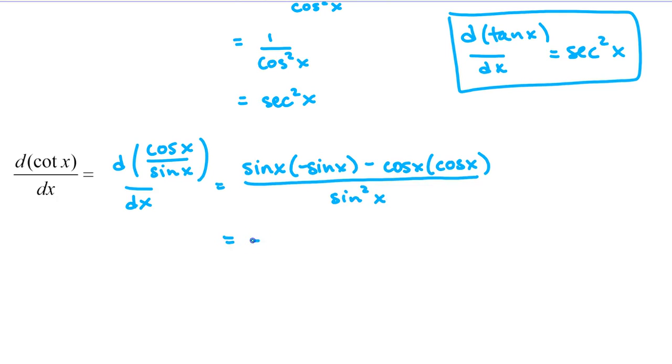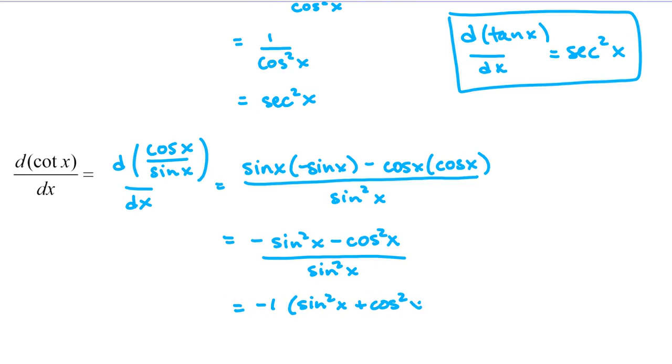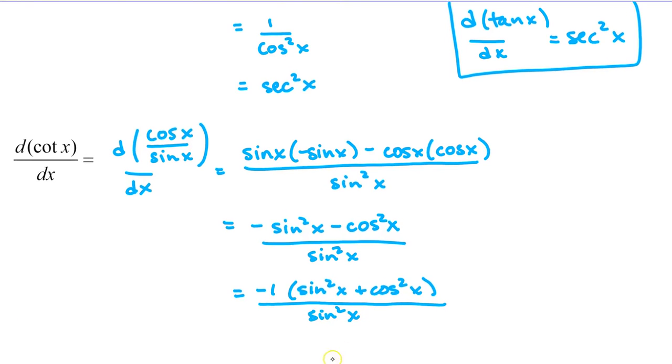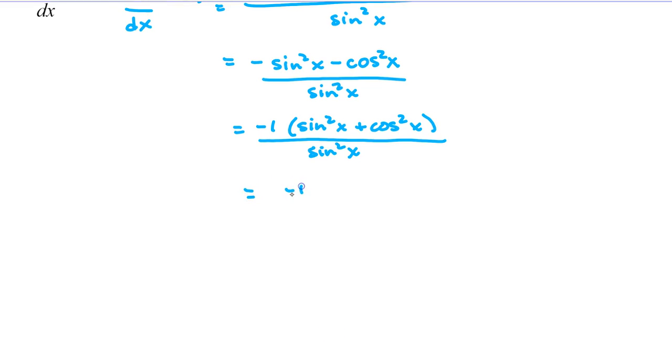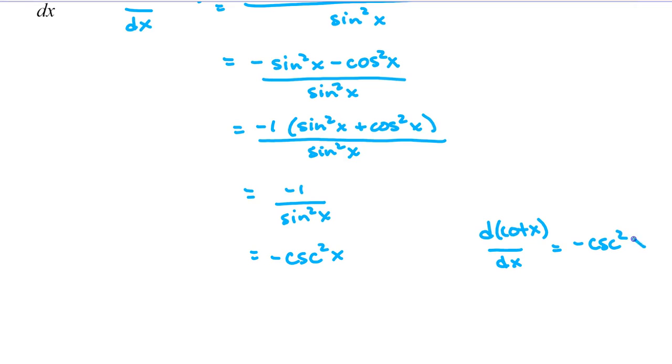And when we simplify that, we have the opposite of sine squared x minus cosine squared x over sine squared x. I'm going to factor a negative 1 out of the top. Negative 1 times sine squared x plus cosine squared x over sine squared x. And remember, once again, sine squared x plus cosine squared x is 1. So we have negative 1 times 1 over sine squared x. And 1 over sine x is the same as cosecant x, so this is negative cosecant squared x. So the derivative of cotangent x with respect to x is negative cosecant squared x.